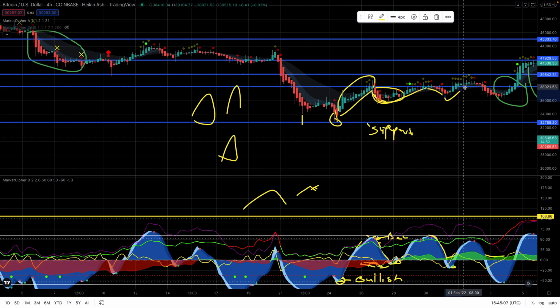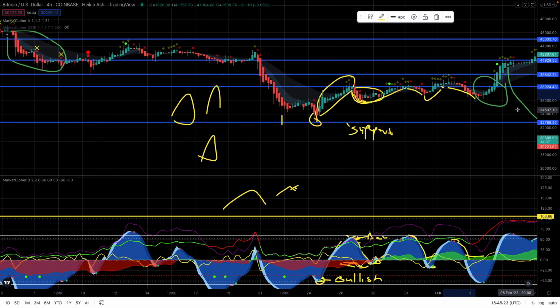Then we break this resistance, right? This is a huge resistance. We break that resistance. Then you realize what happened. Momentum again registered another red dot, a bearish sign, came down again. Then it came down again.